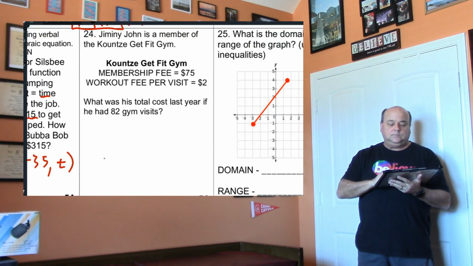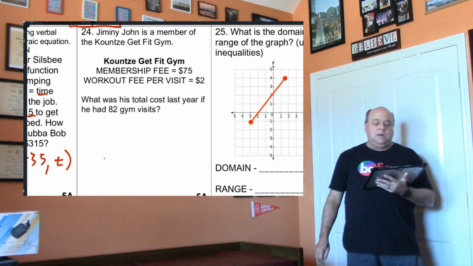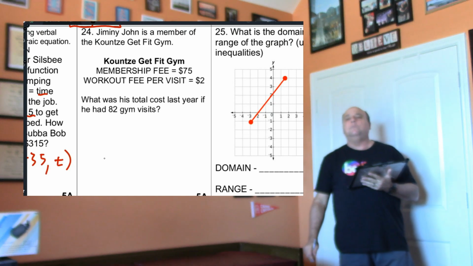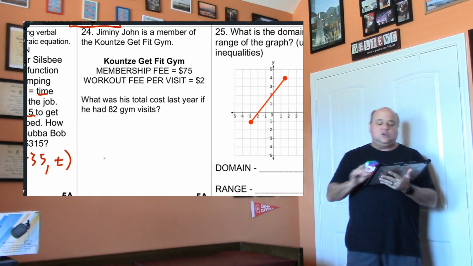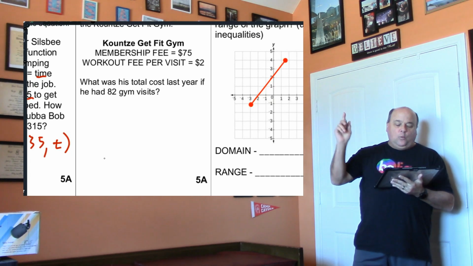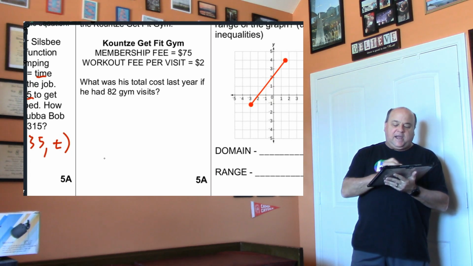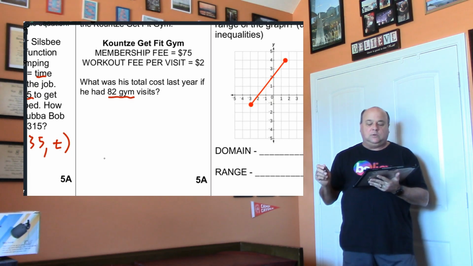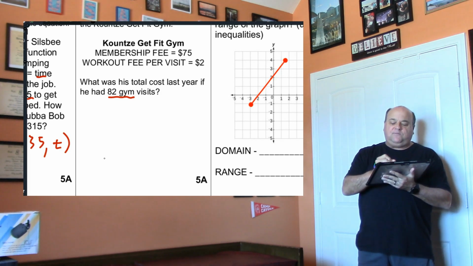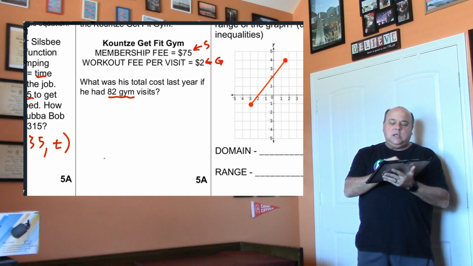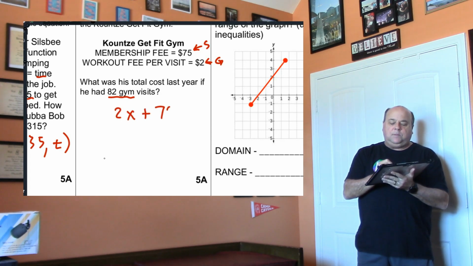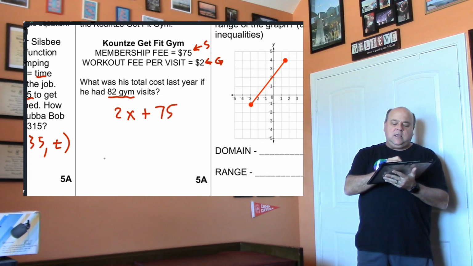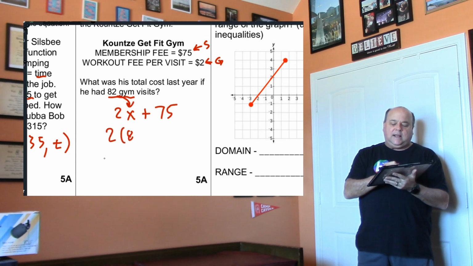Continuing on. Okay. Jiminy John is a member of the Coots Get Fit Gym. You gotta love living in Coots. Okay. What was his total cost if he had 82 gym visits? Okay. So the membership fee, this is going to be our starting number, and this would be our growing number, wouldn't it? So the calculation would be this, wouldn't it? And we're going to input 82 into that x.